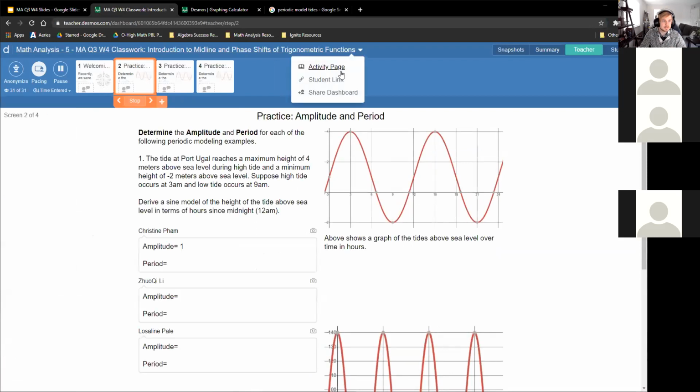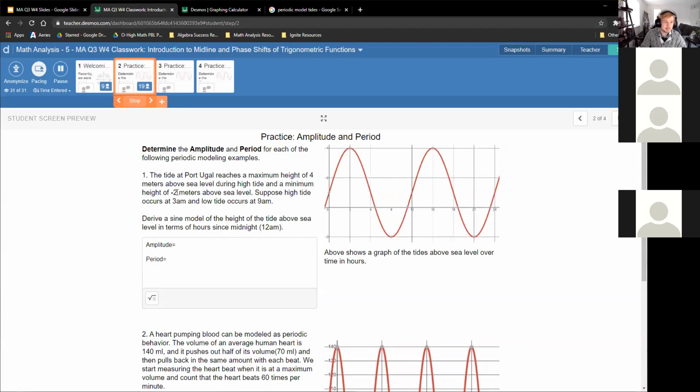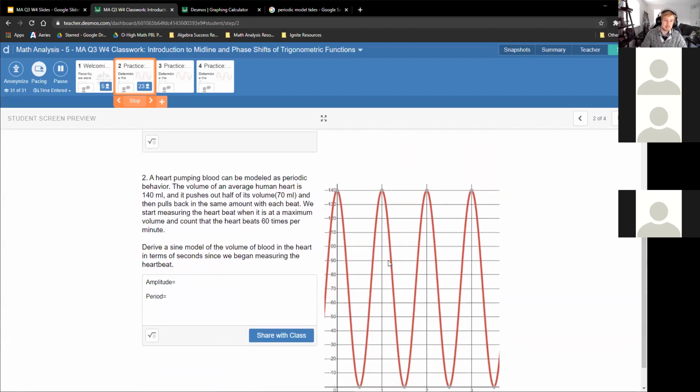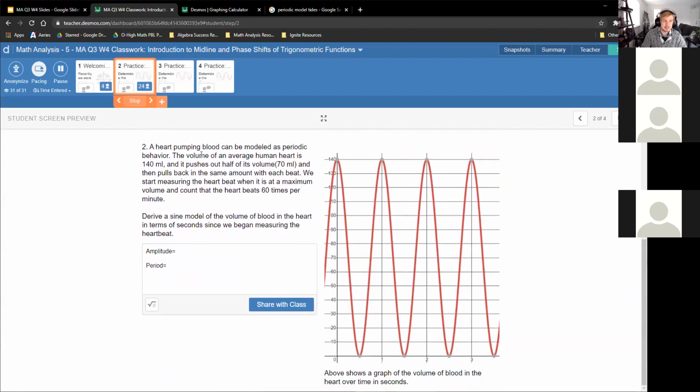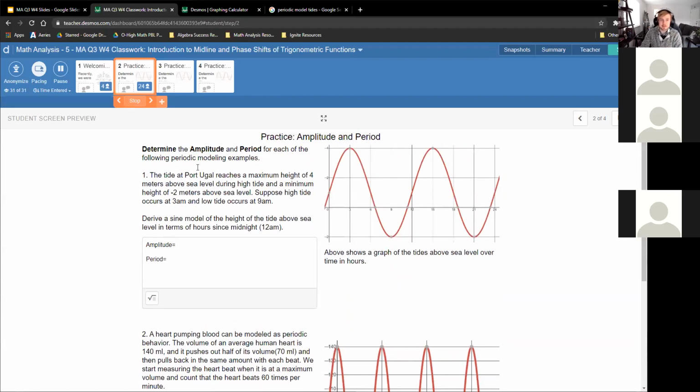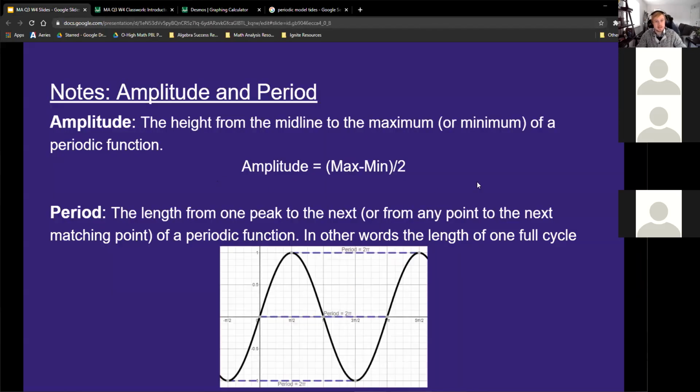So everyone's on slide 2 of the Desmos activity. And I'd like you guys to go ahead and give that a shot. Try figuring out what the amplitude and period of the tides at Port Ugal are. And then similarly with this example of a heart pumping blood. All right. I'm going to give us about 5 minutes and then we'll check in on how people are doing with that.